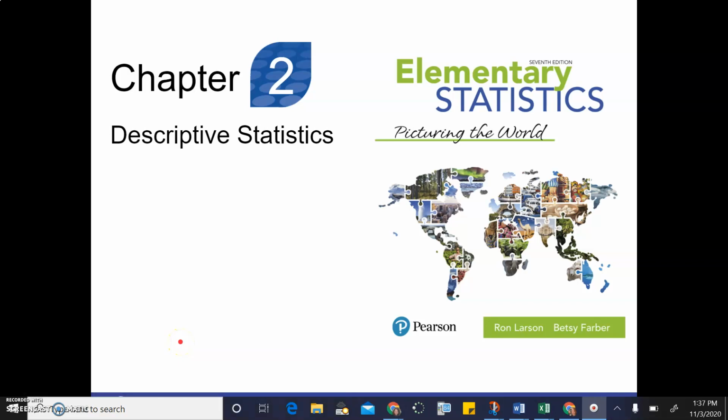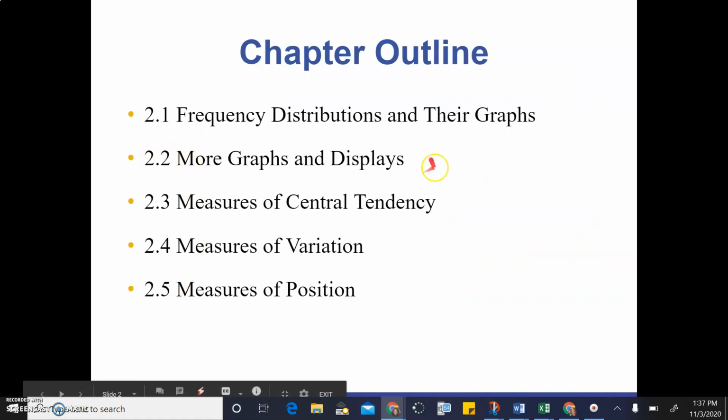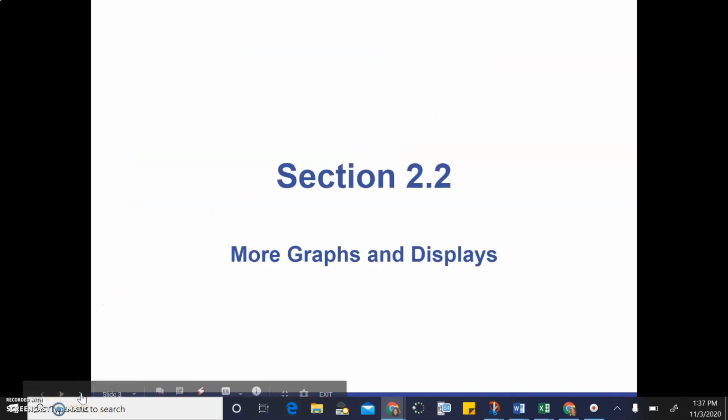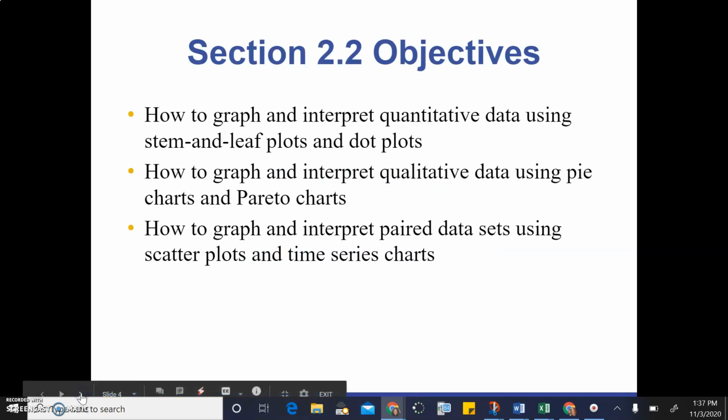Hi everybody. We're going to talk about section 2.2 today. And it's going to be more graphs and displays. We've already talked about some, and we're going to talk about some more. And then we're going to talk about how it relates to current events and how to understand stuff.